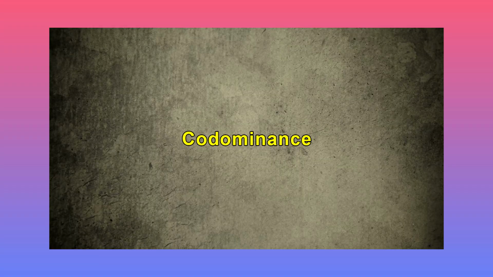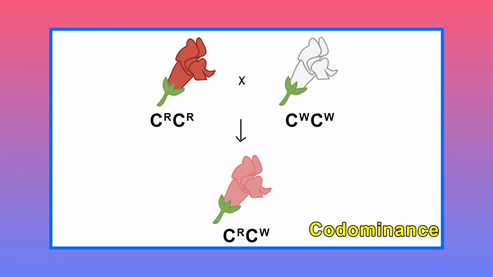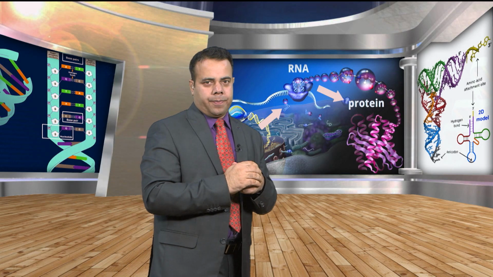Let's now discuss the phenomenon of codominance. Codominance refers to a type of inheritance in which two versions, that is alleles, of the same gene are expressed separately to yield different traits in an individual. That is, instead of one trait being dominant over the other, both traits appear, such as in an animal or plant that has more than one pigment color.